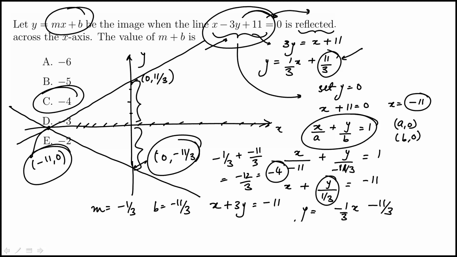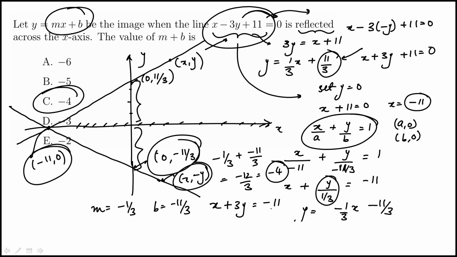The faster way is that if there's a point here, x comma y, then the corresponding point on the reflected line is x comma minus y. So all we do is to replace x, y with x, minus y, and that's the equation of the reflected line, and you'll notice that's exactly what this was, just the 11 moved to the other side. So this is clearly the fastest way of doing it.